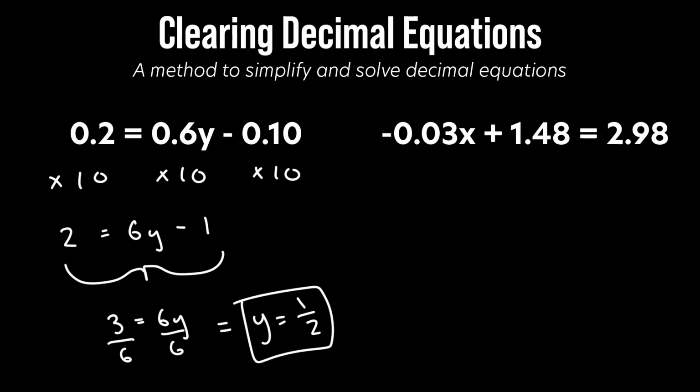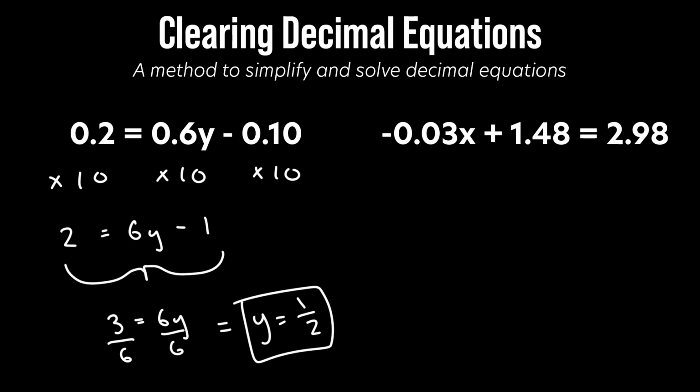Although you can solve the equation without having to clear the decimal, it's a lot easier to clear it first so that you can work with numbers that you're more familiar with. Next up, let's try this second problem. Negative 0.03x plus 1.48 is equal to 2.98.